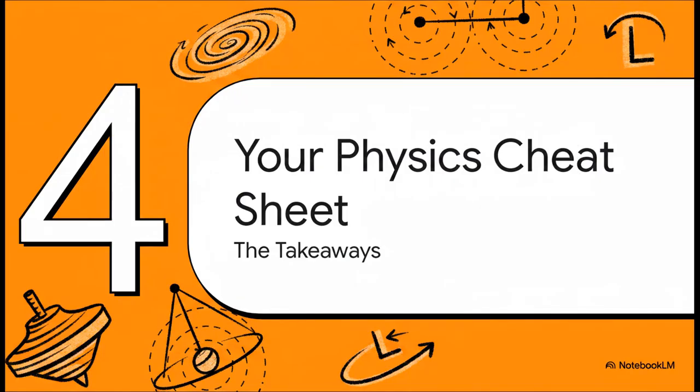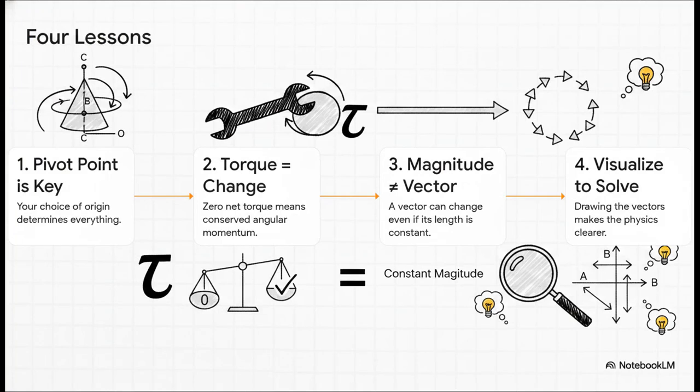Okay, we did it. We solved a pretty tough problem. But what's the point? What did we actually learn here that we can use on other problems? Let's boil it all down into a quick cheat sheet for rotational motion. Here are the 4 big lessons. Number 1, the pivot point is everything. Where you choose to measure from completely changes the problem. Angular momentum was constant about C, but it was a changing mess about O.